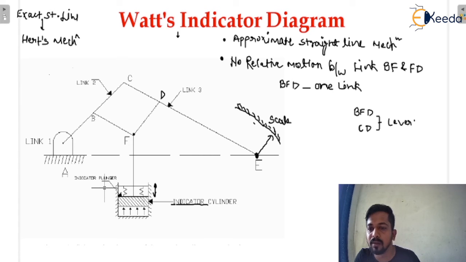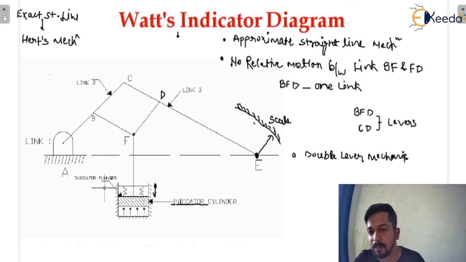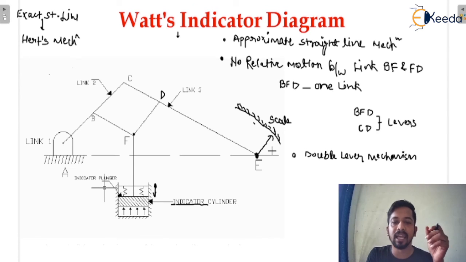Both are levers. So I can say this is a double lever, or you can say double rocker mechanism, because lever and rocker are the same. Double lever mechanism. So this is Watt's indicator diagram. You have seen that there is a BFD one link and there is CE another link. So that is two levers. So I can say this is a double lever mechanism.